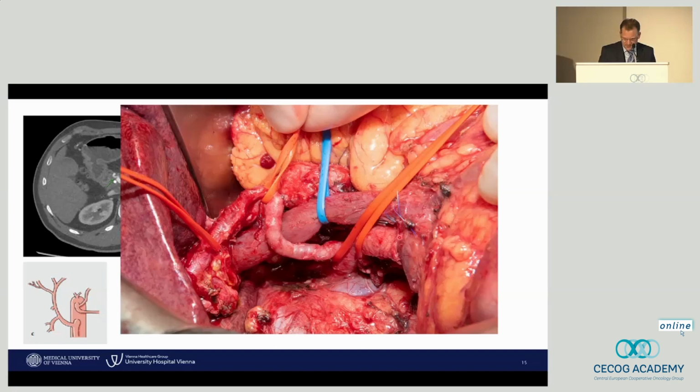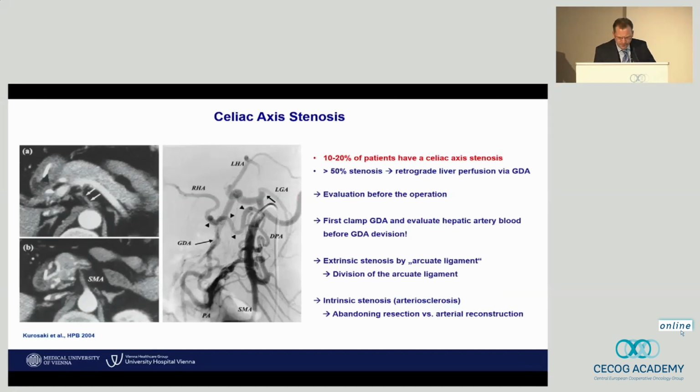And this is the resection. So this is the situs after resection. This is the superior mesenteric artery. Here is the hepatic artery. And here is the stump of the gastroduodenal artery. So this could be taken radically. And therefore, you have to have this special knowledge.